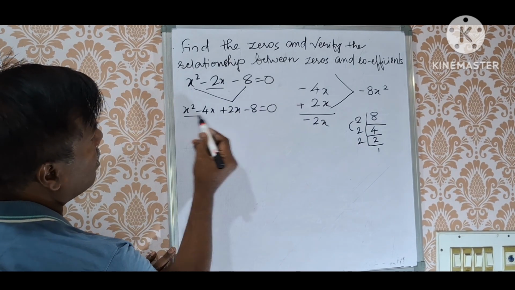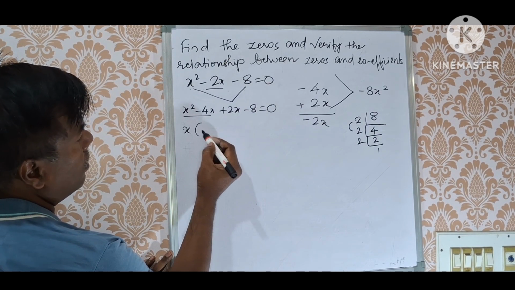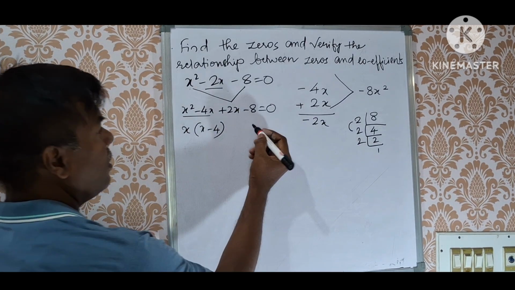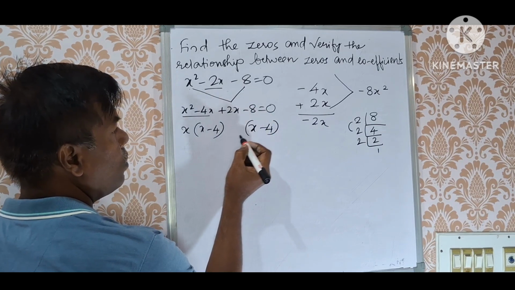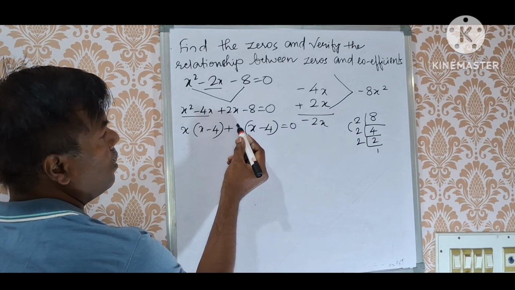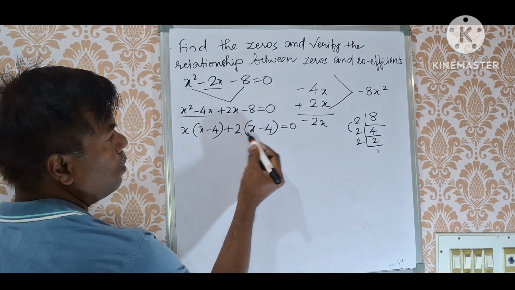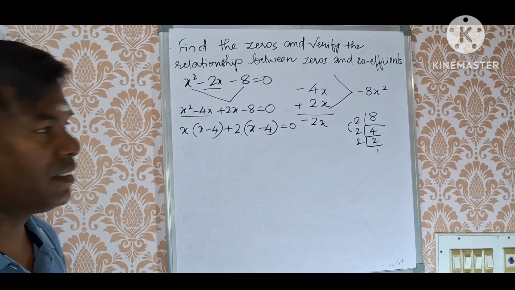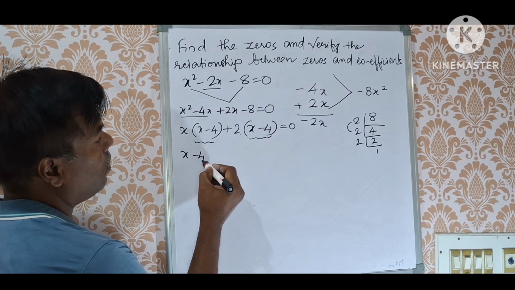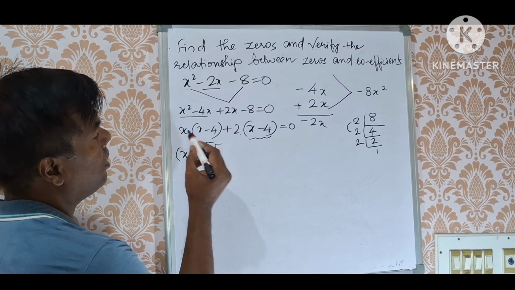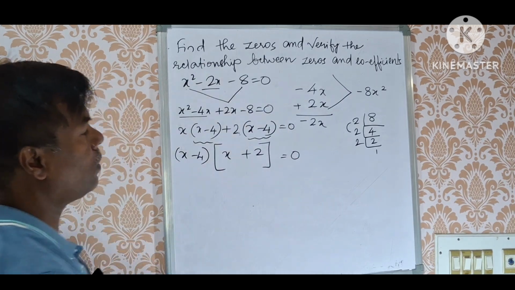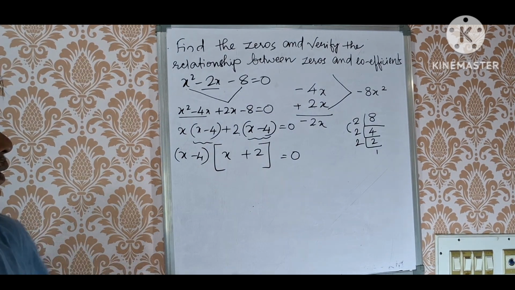Now, what is common in this? x is common. Remaining thing is x minus 4. The same thing I am writing here, x minus 4. So, what do I have to write here? Here, I have to write 2. Then 2 into x is 2x, 2 into 4 is 8, minus 8. So in this whole expression, x minus 4 is common. If I take it common, what is remaining here? x. What is remaining here? 2. So, x minus 4 into x plus 2 equals 0.